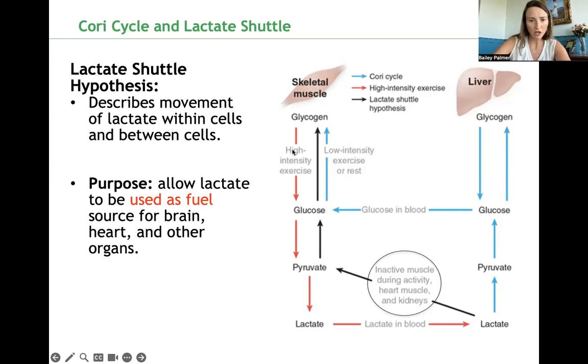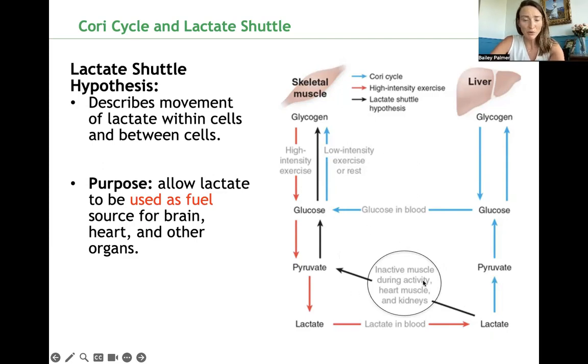In skeletal muscle during high intensity exercise, we're exercising really hard, doing some intense work in a short time frame. During glycolysis, glucose turns into pyruvate, turns into lactate. Lactate gets into the bloodstream, and then lactate has two options. We can go through the Cori cycle, which is our blue arrows we just went over, or we follow the black arrow. So this is the first bullet point: lactate moves within cells and between cells.